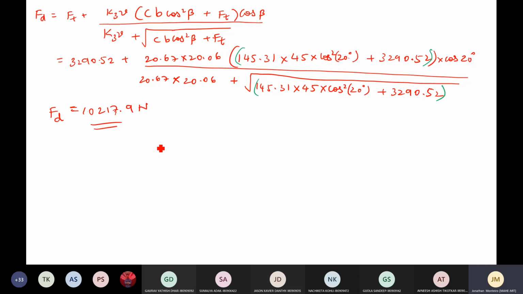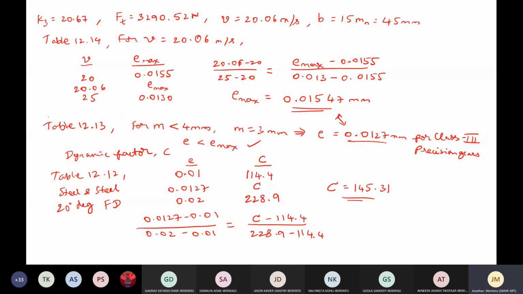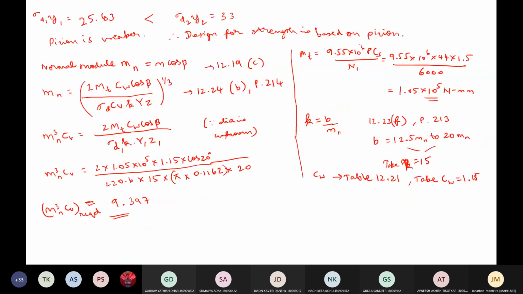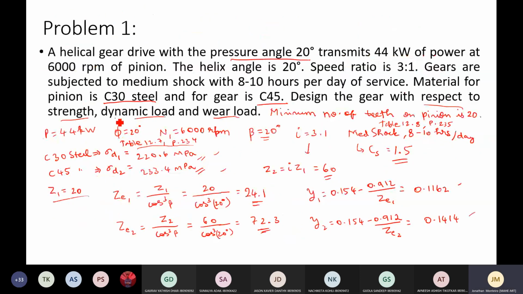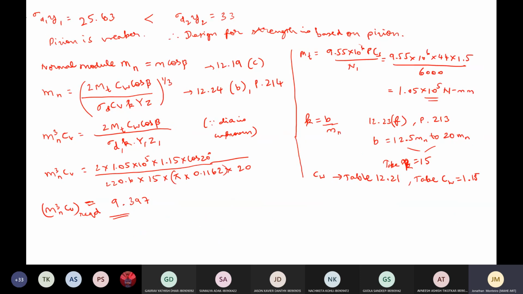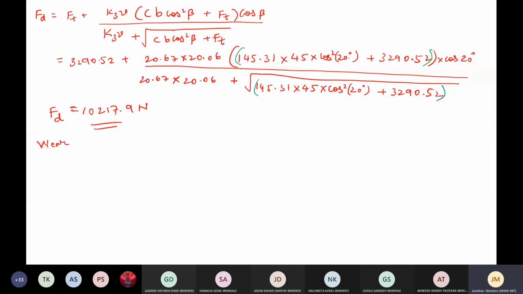Now for the wear load. So this was about the dynamic load. As the problem suggests, it is designed with respect to strength, dynamic load and wear load. So let us go for that. What is wear load now?